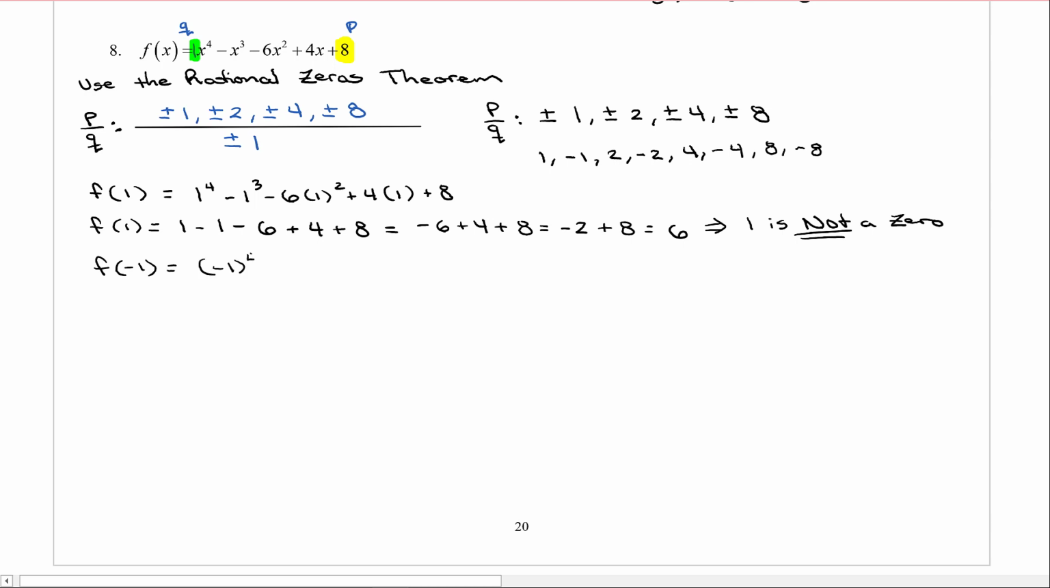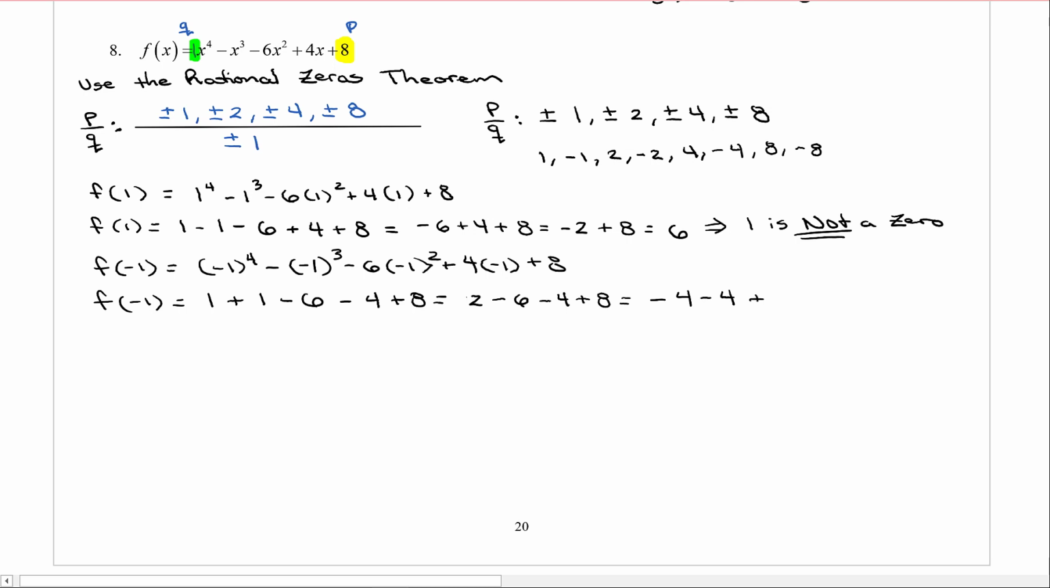Let's try f of -1. Let's see how that works. All right, so -1 raised to the 4th power is going to be +1. This is going to give me a negative times a negative. It's going to end up being a 1. But first you have to cube it, right? So it's got to be -1 cubed first, and then you multiply that -1 with the 1.